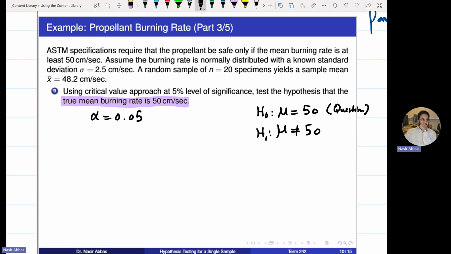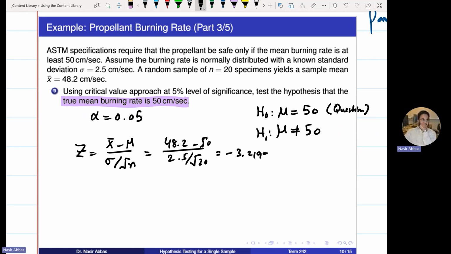Now let us proceed with the critical value approach. We have the same data, so the z value will be the same. It is x bar minus mu divided by sigma over root of n. It will be 48.2 minus 50 divided by 2.5 over root of 20. And it will be minus 3.2199, right?